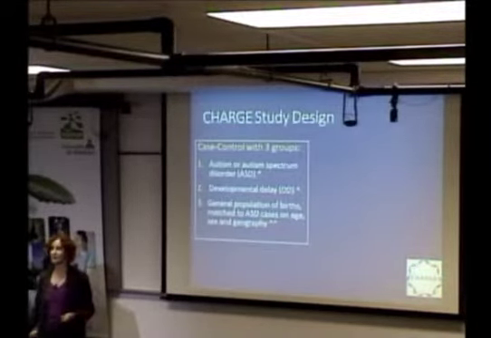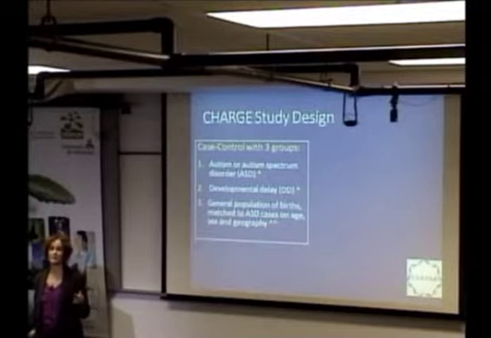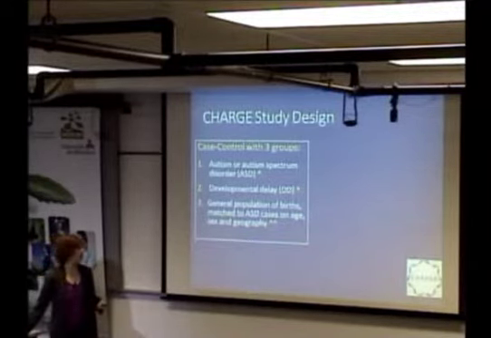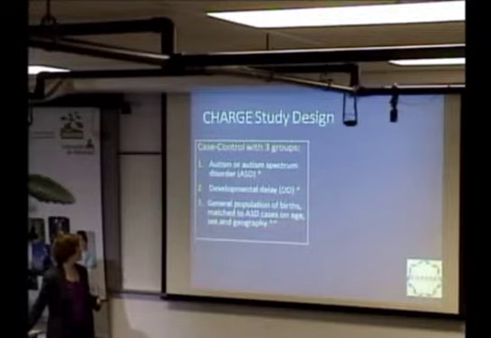So the study design was to have three groups: the autism group, the developmental delay group, and a population-based control group of children with primarily typical development. And here we matched on age, sex, and broad geography.